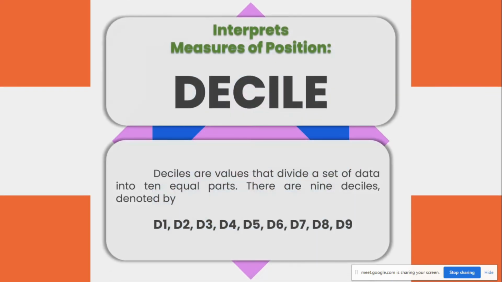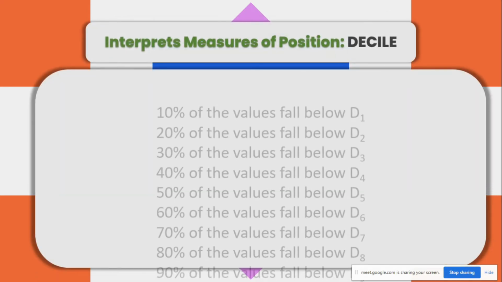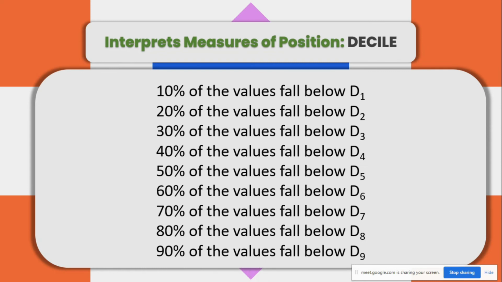Okay, so yung decile naman, na-lesson ko ito kagabi. Deciles are values that divide a set of data into 10 equal parts. So there are 9 deciles, denoted by D1, D2, D3, D4, D5, D6, D7, D8, and D9. So ito na yung mga D1 hanggang D9. So pag sinabing D1, kaya by 10 kasi yung decile, D1 is 10%. In other words, 10% ng mga data mas maliit pa kay D1, while 90% naman ng mga values or data mas malaki pa kay D1.